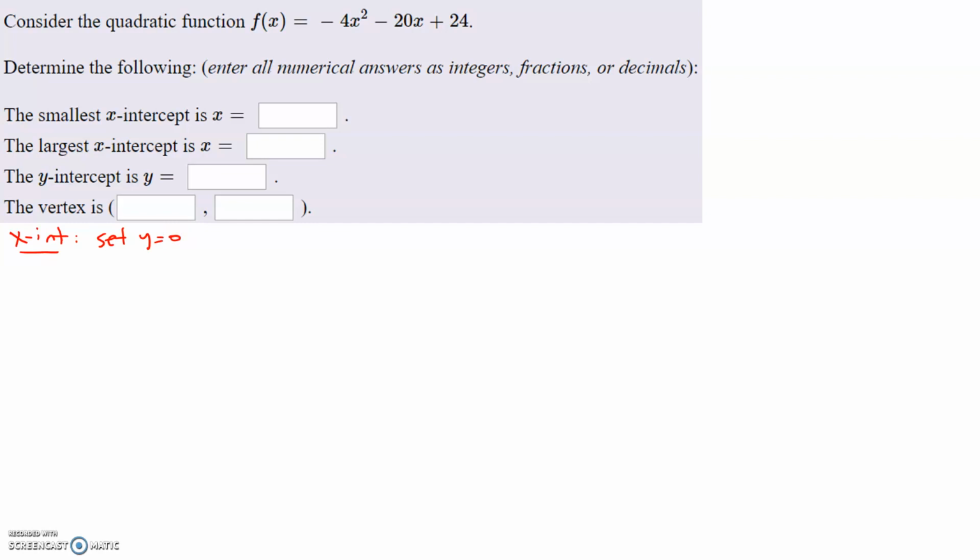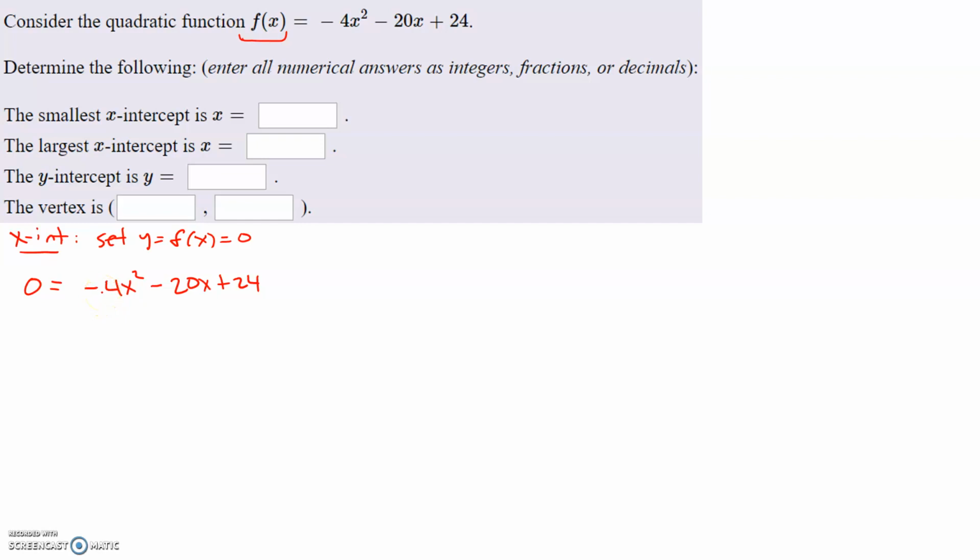So remember that y is f of x. So we're setting y, or f of x, so this entire left-hand side, equal to 0. So we're going to have 0 equals negative 4x squared minus 20x plus 24. Remember that it's always helpful to have the leading coefficient as a positive value. So what we're going to do is divide by negative.